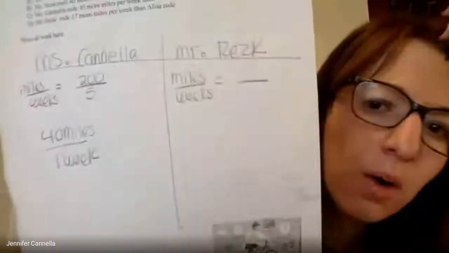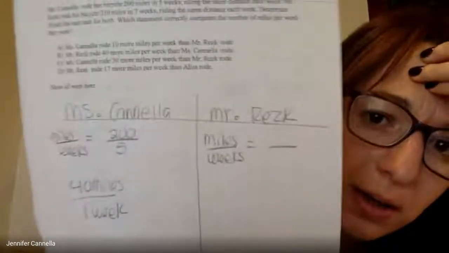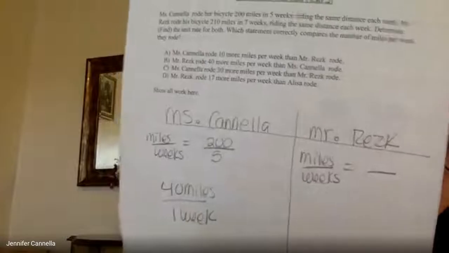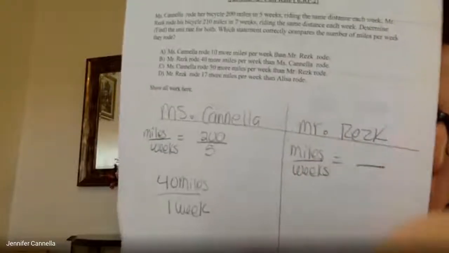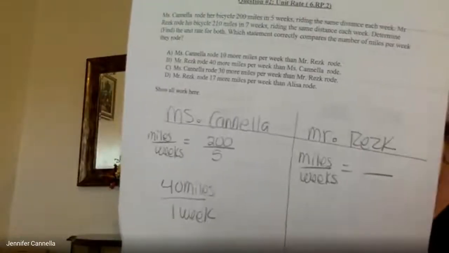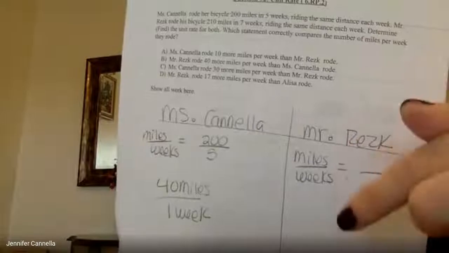Now, I'm going to show you in a second. Now, it looks like that. Now, what is the numerator for Mr. Rez? How many miles does he ride his bicycle for? 30. That's the unit rate. That's right. But in the problem, how many miles does he ride the bike on? 210. And how many weeks does it take him to do that? 7. So you're going to write 210 divided by 7, and you get what, girls?